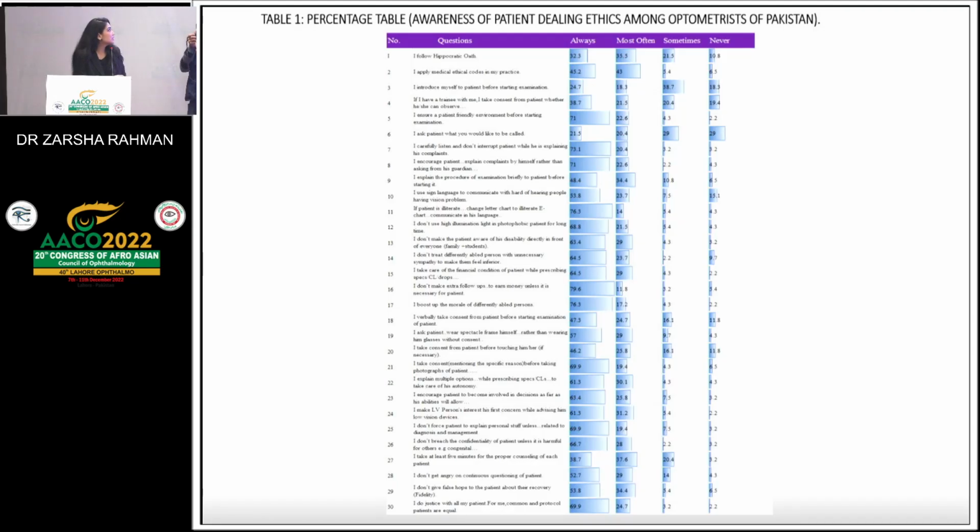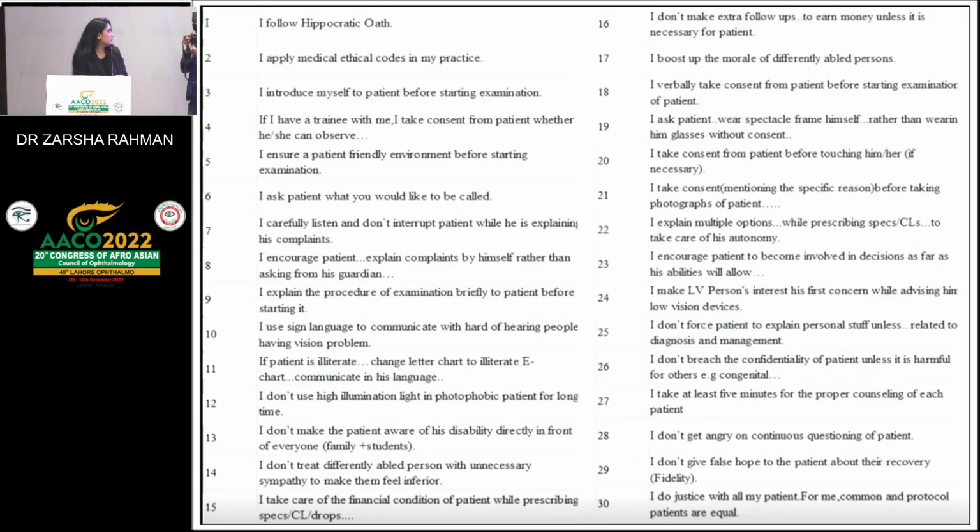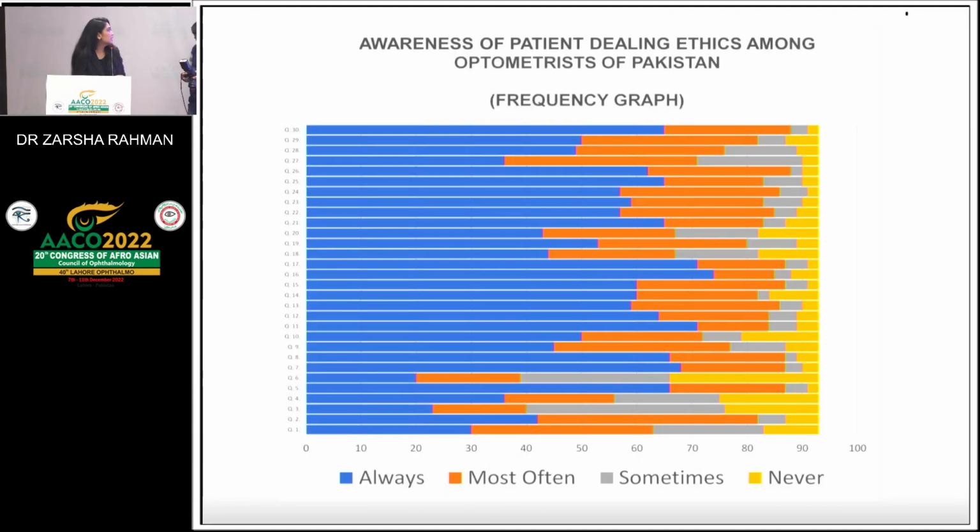This is the table showing percentages of the responses, and these are the questions. If we get some time at the end, then we will discuss this. This is a frequency graph. You can see the blue color is showing the positive responses and the yellow one showing the negative responses. So you can see that the study showed positive responses.